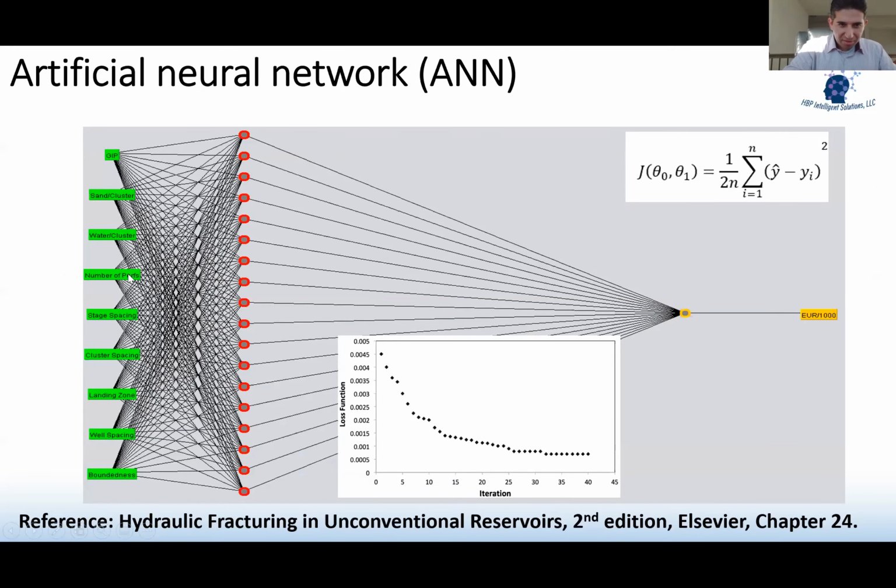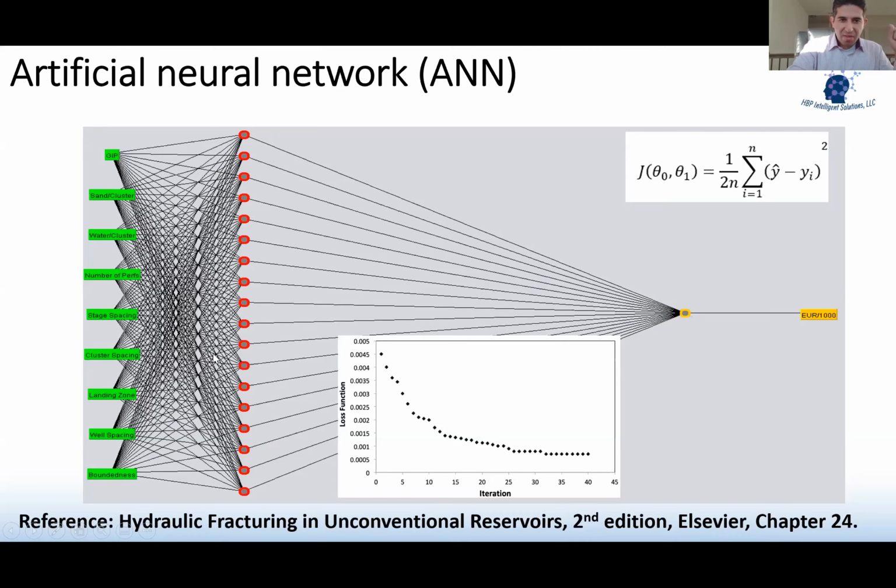So you have this input layer, which is essentially your input features. In this case, I have sand per cluster, water per cluster, number of perfs, stage spacing, cluster spacing, landing zone, well spacing, and so on and so forth. I have these parameters that, based on my domain expertise and my analysis, I found to be the most impactful. So I'm going to include those as my input features into my model.